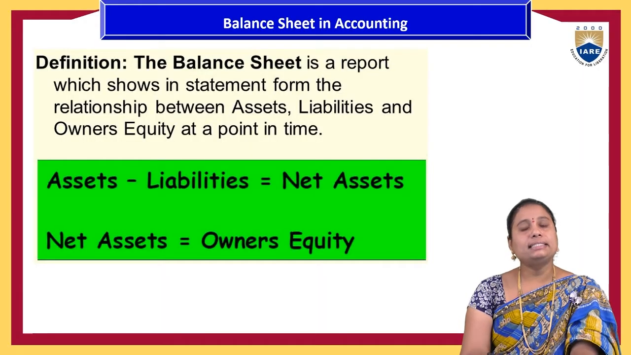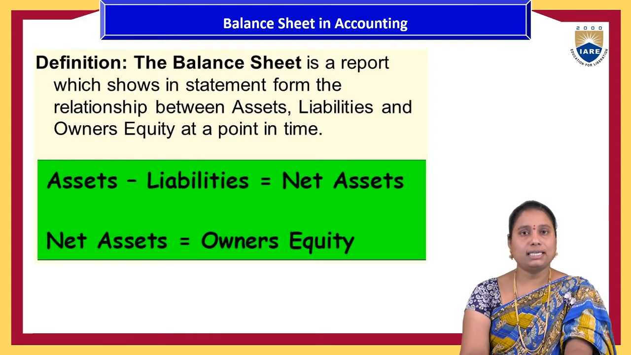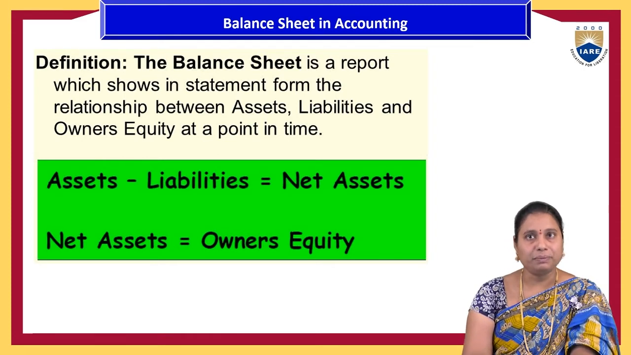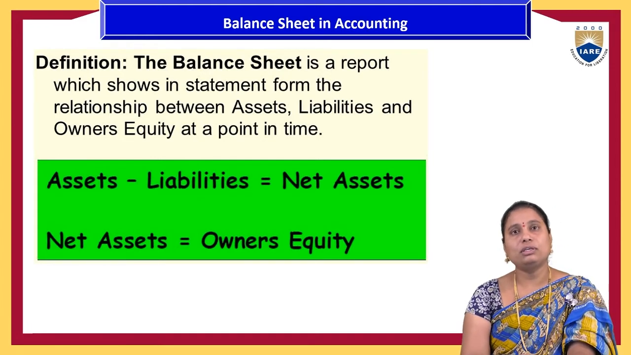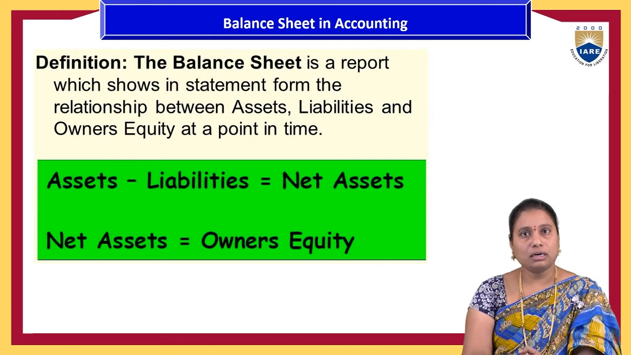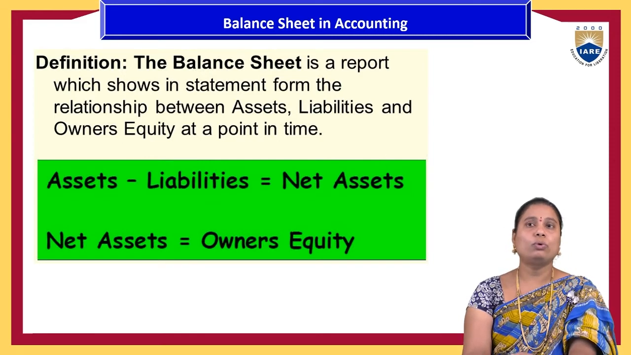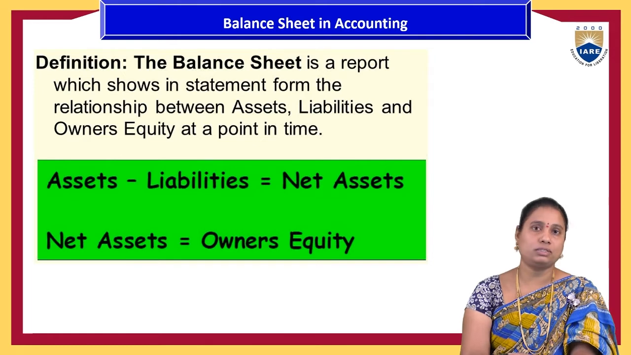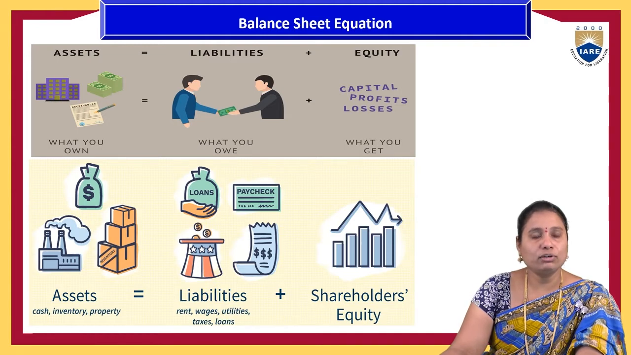A balance sheet is a final report of the accounting transactions taken care of by a particular company, showing the assets and liabilities position of the organization. Assets minus liabilities give the net assets value, and the net assets should equal the owner's equity of the organization. In the balance sheet equation, assets equal liabilities plus equity.